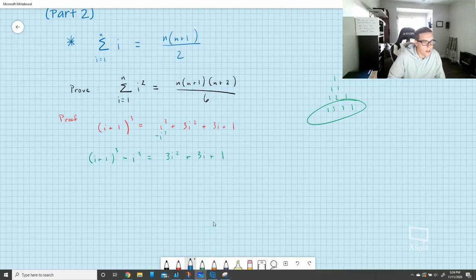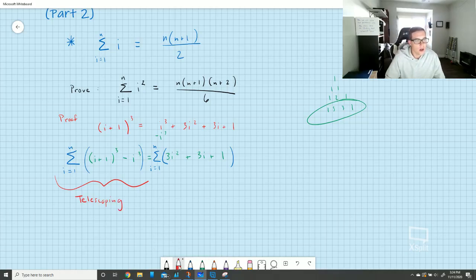I'm going to do the same thing I did last time, where I sum from i equals 1 to n of both sides. On the left, just like last time, you can prove that this is telescoping. That's the second thing I want you to show me when you do the discussion. I want you to show me that this is telescoping the same way I showed you last time. So this is number 2 for the discussion.